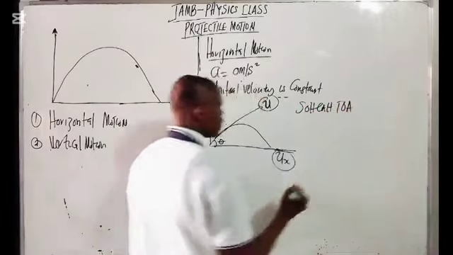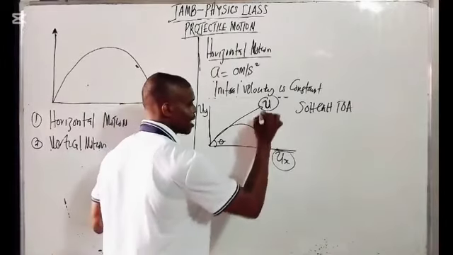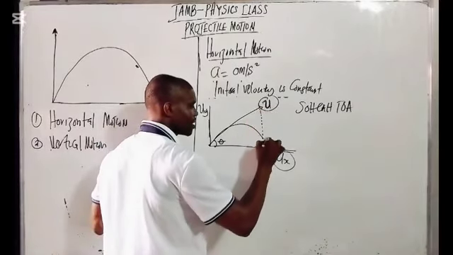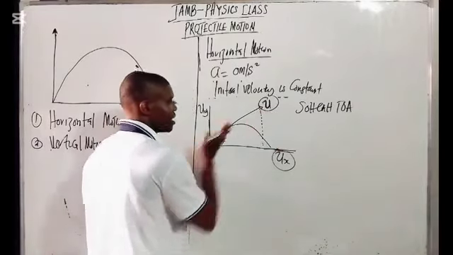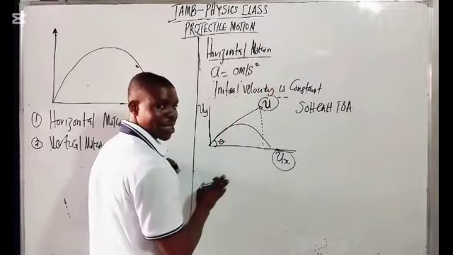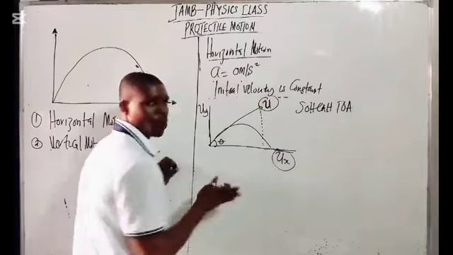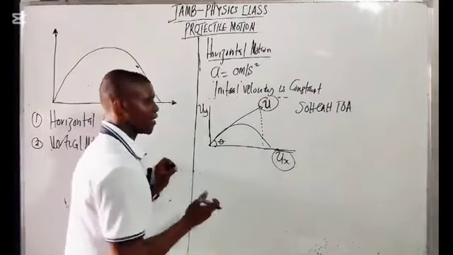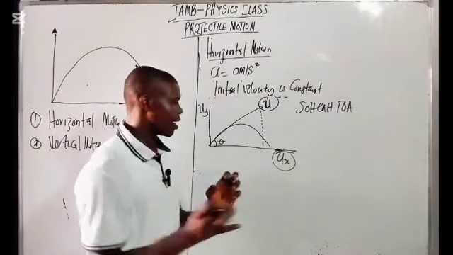SOHCAHTOA. Now, here is the adjacent. Let us say this is here. Here is the adjacent, and here is my hypotenuse, and here is my adjacent. Go and watch my video on trigonometry, you will understand it there, when we talk about a right-angled triangle.